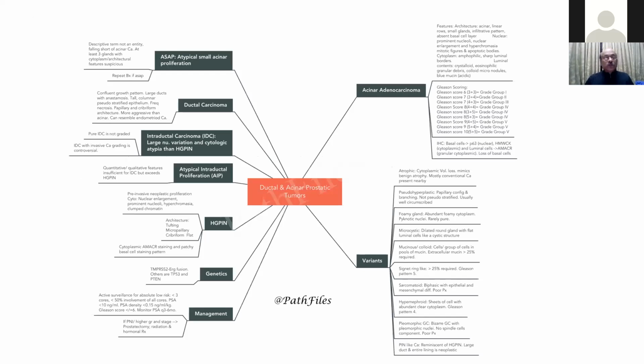So before finishing, this is the whole lot of prostate pathology represented in one picture. So everything is here. We discussed for the last 2 days. Everything is in this picture, this plan.